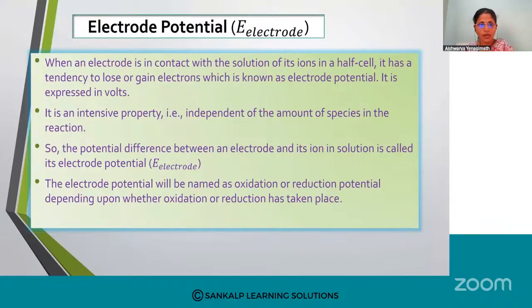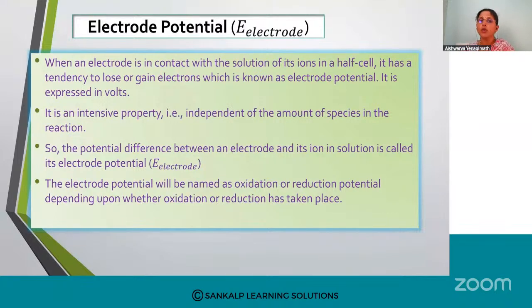As we had seen in the last class, when an electrode is in contact with its solution, which we call an electrolyte, the metal electrode is in contact with its solution. For example, in the Daniel cell, we had taken a zinc rod dipped in zinc sulfate solution and a copper rod dipped in copper sulfate solution. Between the electrode and its ions in the solution, there will be a certain potential. That potential we call electrode potential.